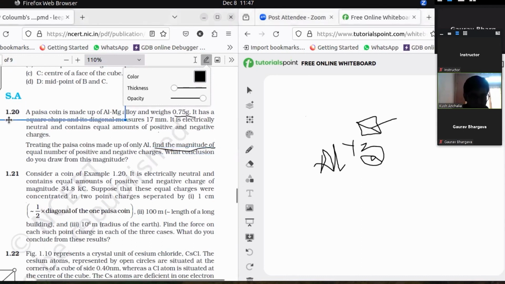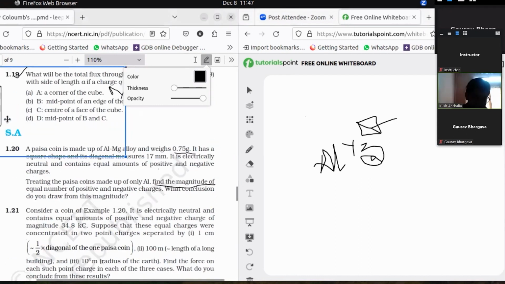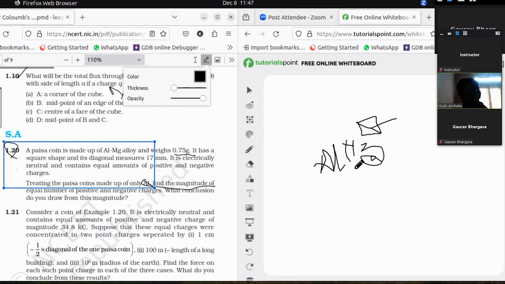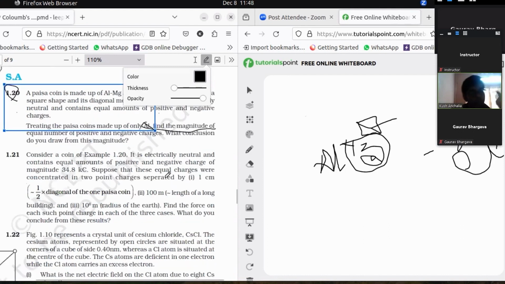I am a bit worried, the answer should be 0 only, but I am a bit worried about the aluminium side of things, because it might be related to the ionization of aluminium, that is +3. So the net charge on the whole coin should be -3e to make it electrically neutral. And how much -3? We know the charge, and we know how much charge it will require. So 0.75 gram divided by 17 millimeter square, 4 pi r square we can apply directly. So there can be a case.